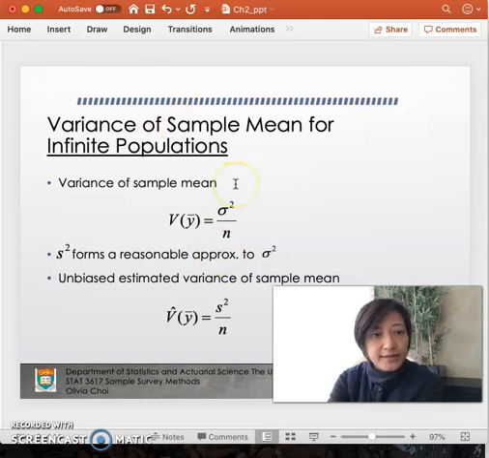In the infinite population case, the variance of the y bar, or the distribution of our sample mean, would equal sigma squared over n. Assuming that we know the population true value of sigma squared, then the variance of our sample mean would equal sigma squared over n. And s squared from our sample, the sample variance, forms a reasonable approximation to the population true value sigma squared. So again, the estimated variance of our sample mean will equal s squared over n.